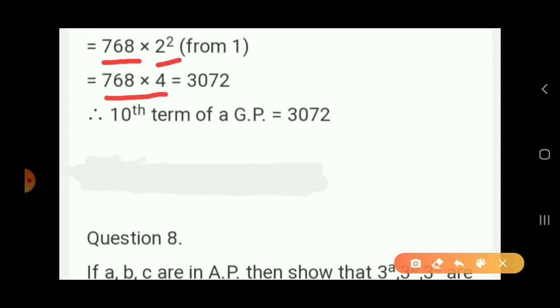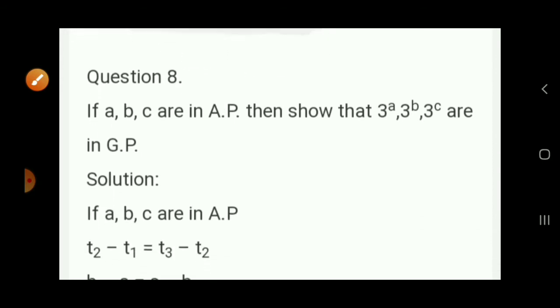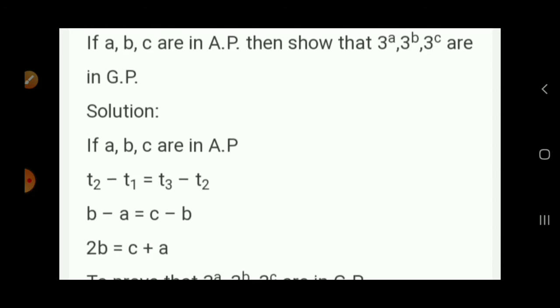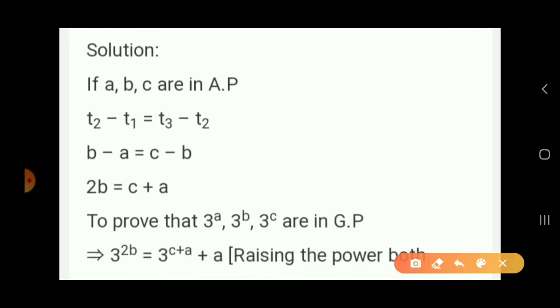768 into 4, so 3072 is the 10th term of a GP. So now we can see the 8th sum. Question number 8: if A, B, C are in AP, then prove that 3 power A, 3 power B, 3 power C are in GP. Then we can find the solution.